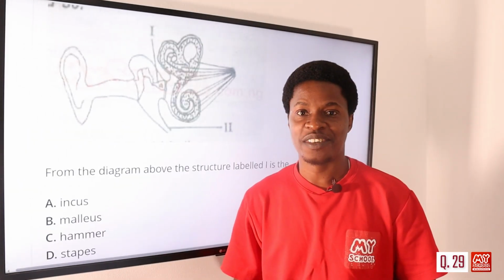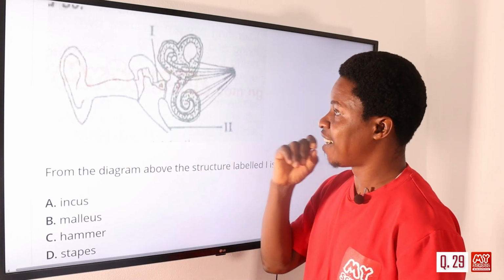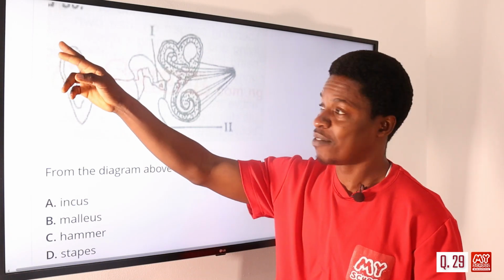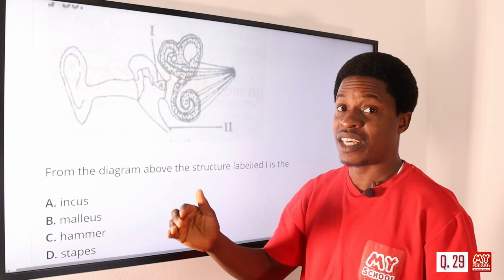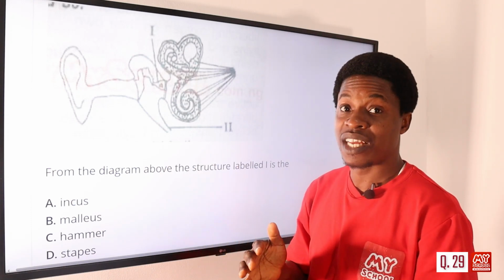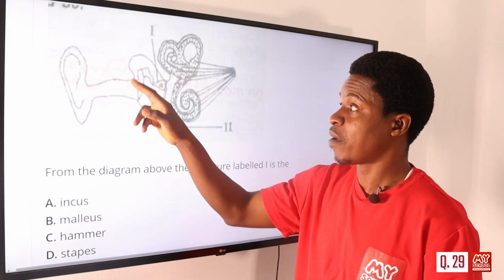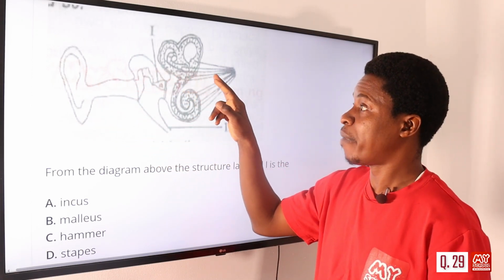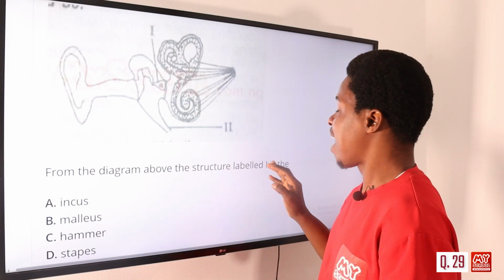Now let's move on to question number 29. This is a familiar diagram. Of course, this is the diagram of the ear. This is the outer part of the ear. You know, we have three different parts of the ear. The ear is divided into three. We have the outer part, then we have the middle, which is this part, and then we have the inner part of the ear. From the diagram above, the structure labeled I is the what?